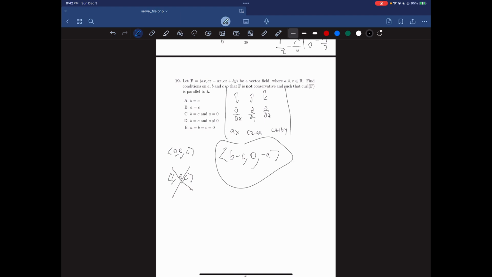So in this case, of course, a can't be equal to 0, because if a was 0, it wouldn't be parallel to k at all. So a can't be equal to 0. And then we also want b minus c to be equal to 0, therefore b has to be equal to c. That way, this ensures that it will be parallel. So we want this, and that looks like it is D here.